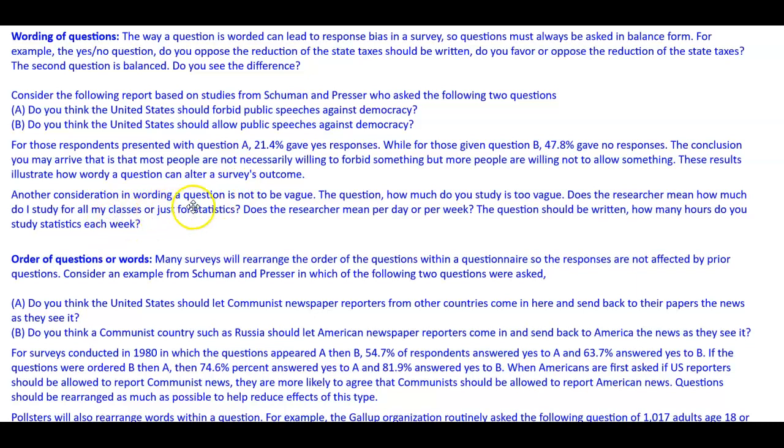Another consideration in wording a question is not to be vague. The question, "How much do you study?" is too vague. Does the researcher mean how much do I study for all my classes or just for statistics? Does the researcher mean per day or per week? The question should be written, "How many hours do you study statistics each week?"